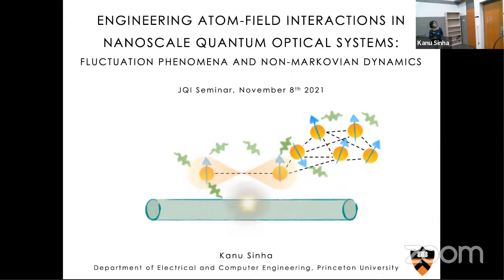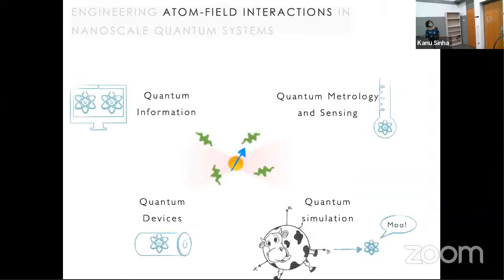All right, so as advertised, I'll tell you guys today about atom field interactions in nanoscale quantum optical systems and some ways to engineer them. And more specifically, I'll talk about fluctuation phenomena and non-Markovian dynamics in these systems. Okay, so let me first start with unpacking the title of my talk a little bit.